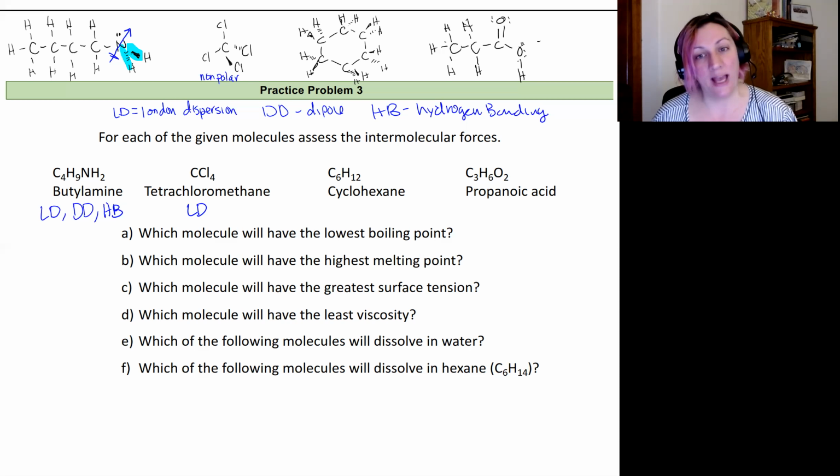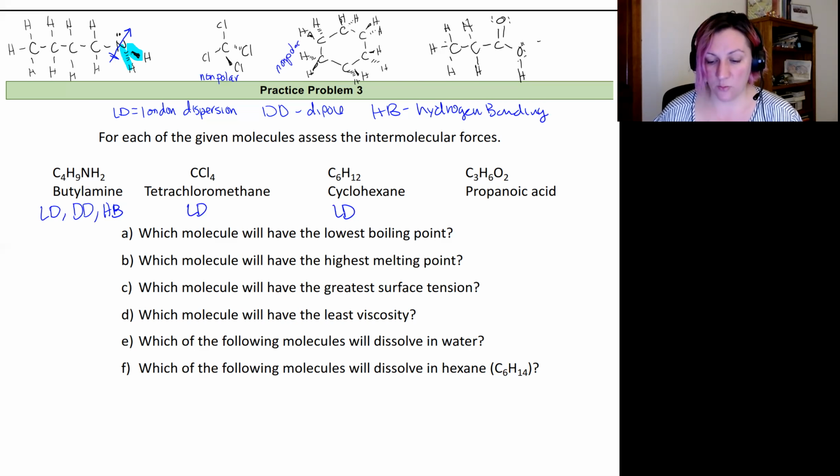Next, we have cyclohexane, C6H12, all carbon-carbon and carbon-hydrogen bonds, and those are always non-polar. Write this over here. And so that means that this will also just have London dispersion forces, no dipole-dipole interactions, and no oxygen-hydrogen, nitrogen-hydrogen, or fluorine-hydrogen bonds to make a hydrogen bonding interaction. So just that. Then we have propanoic acid.